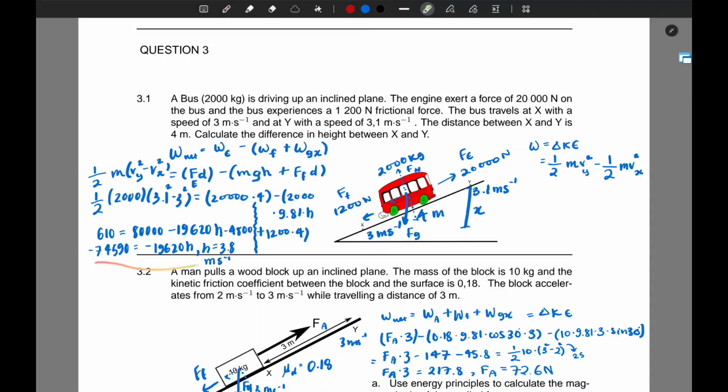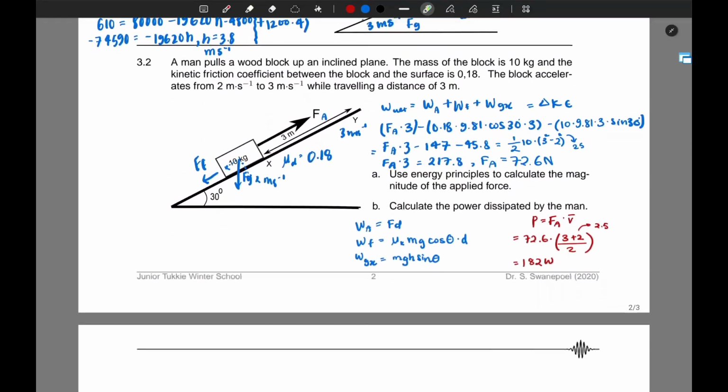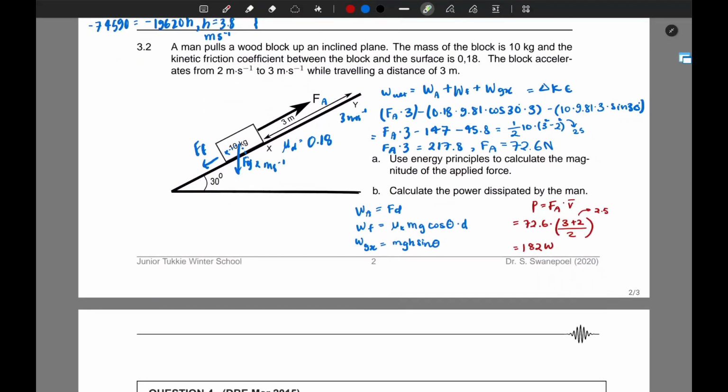Then we simplify until we get 3.8 meters. Not per second, just meters.